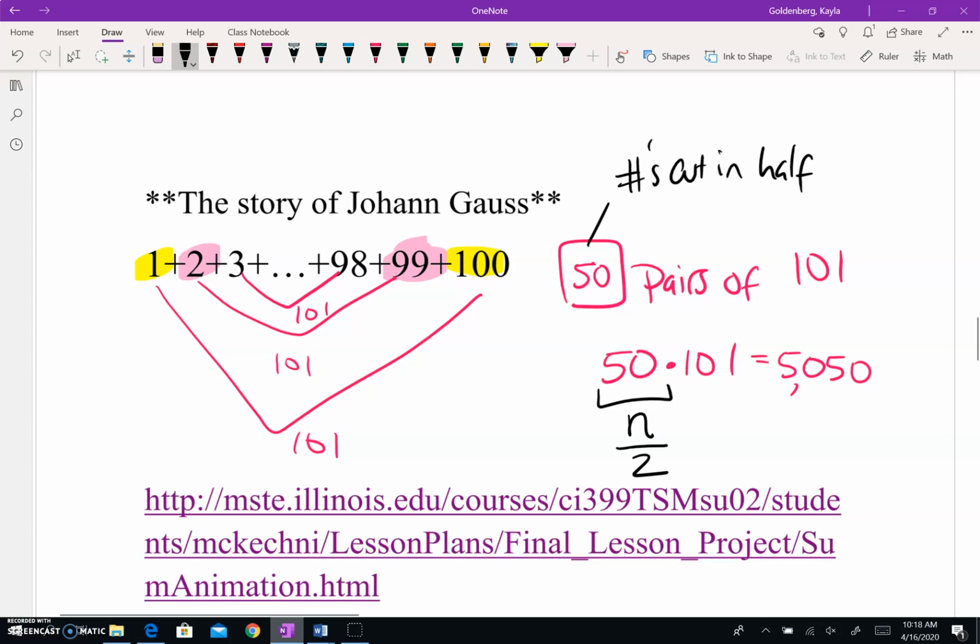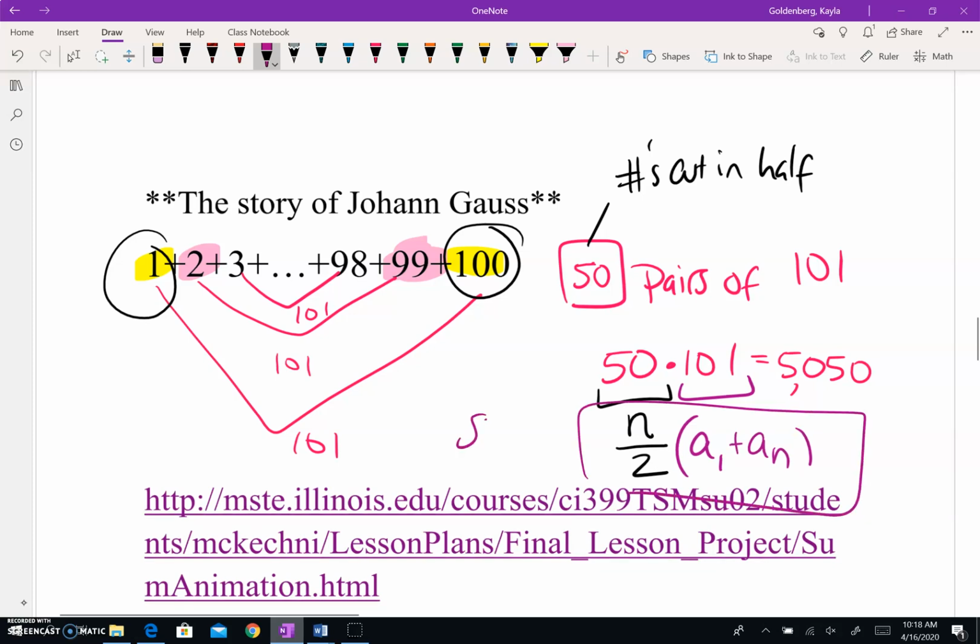That would give me that piece of finding the sum. Okay, and then how did I get 101? What did I do to get that? I took the first term and the last term and I added them together. So talking about what 101 represents, that's your first term, like a sub 1. And if we call the last term a sub n, this would be your sum.